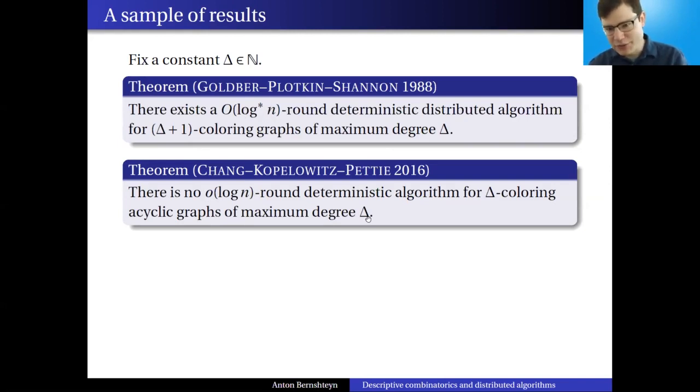But if you want to color a graph with just delta colors, then it turns out that there is no such deterministic algorithm that runs in little o of log n rounds and colors acyclic graphs of maximum degree delta using delta colors. Not just graphs without delta plus 1 cliques, but graphs with no cycles. And this should remind you of the theorem of Marks I mentioned, which says that there exist acyclic graphs with maximum degree delta that cannot be colored in a Borel way using delta colors.